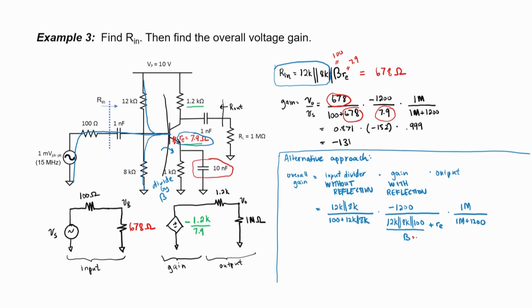If we plug in values for beta and Re, identical to what we did earlier, we now have all of the numbers we need in order to calculate the gain using our alternative approach. It turns out that the answer is the same. So the point here is that if you're using impedance reflection in order to calculate something on your input segment, you shouldn't use it again for your gain segment. You should only use it once.